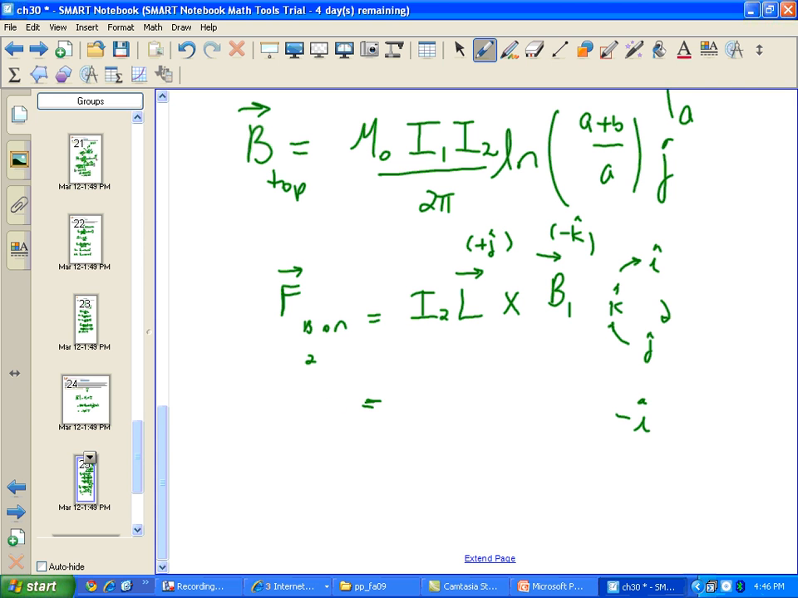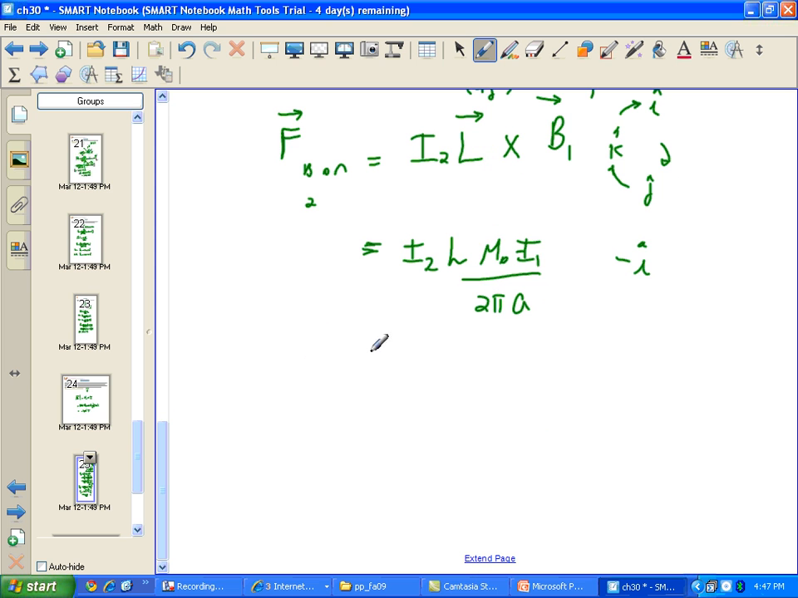But because B1 is constant, we write I2 times L, the length of the side, times, because we've already done the cross product of j hat cross negative k hat, B1, which is mu naught I1 over 2 pi A. And if we rearrange these terms, clean this up a little bit, mu naught I1 times I2 times L over 2 pi A in the minus i hat direction.